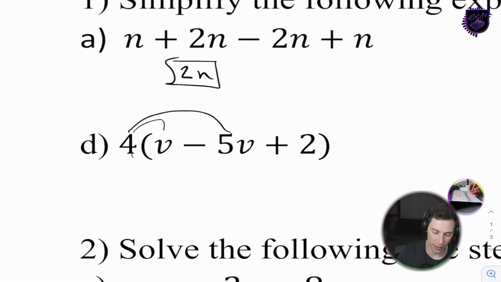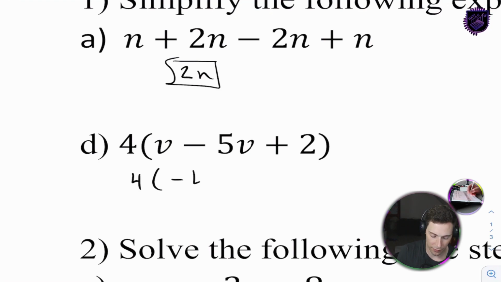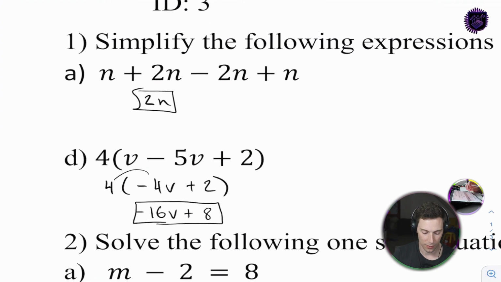Next one, we have a triple distributive property, but before we distribute, we can actually combine some like terms here. We can combine v and negative 5v to simplify that inside. So it's going to be 4 minus 4v plus 2. So now when we distribute it, it's going to be negative 16v plus 8. That's our answer. You could distribute first and then combine like terms. I think it's simpler this way.